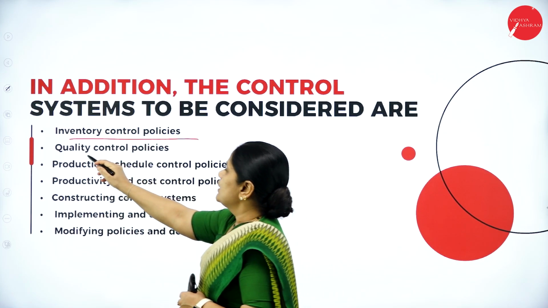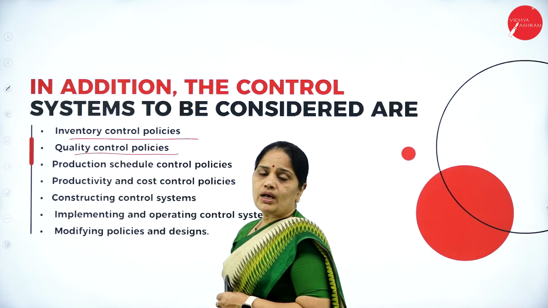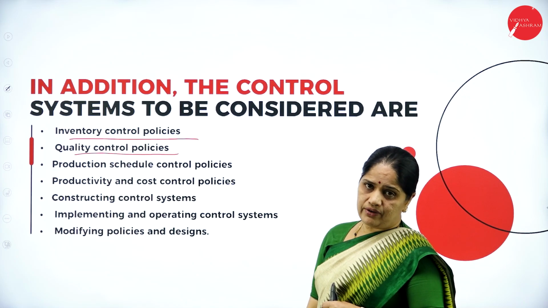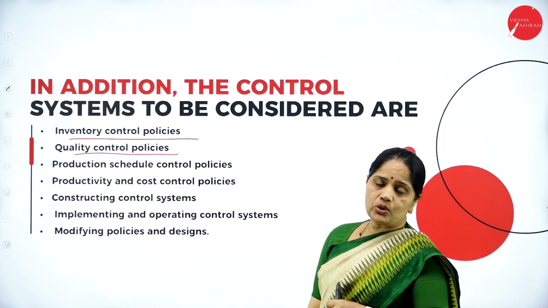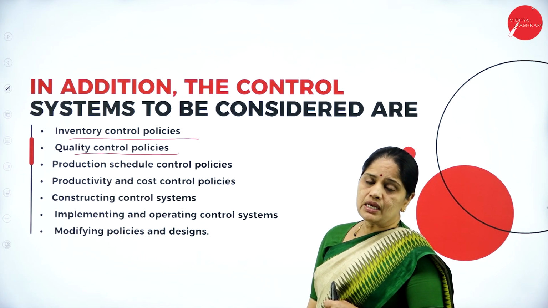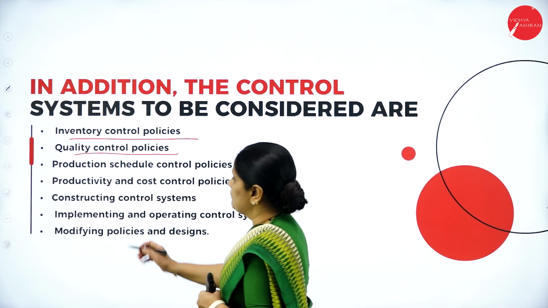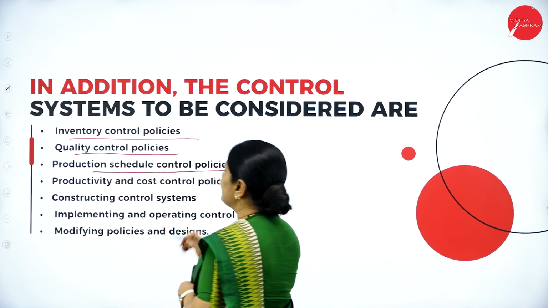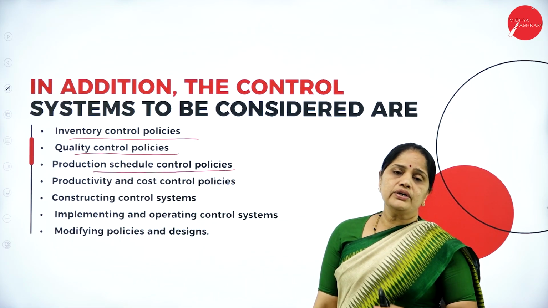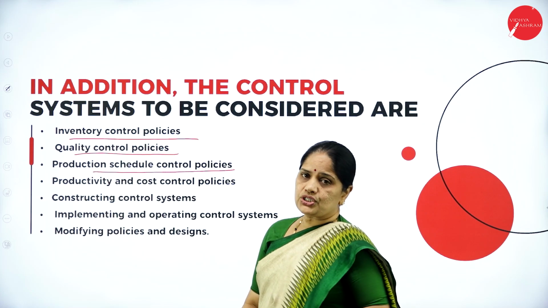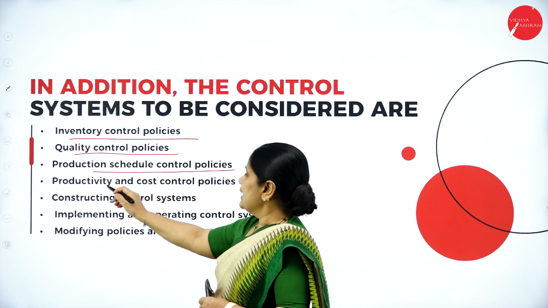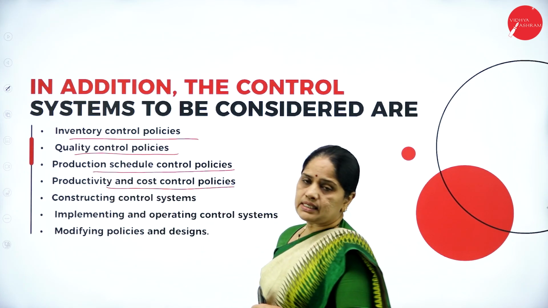Then quality control policies. What is the quality of the product we are manufacturing? At what stage of the production process will you need inspection of the quality of the product produced? Production schedule and control policy. How do you decide about the schedule of the production and control? Productivity and cost control policies.